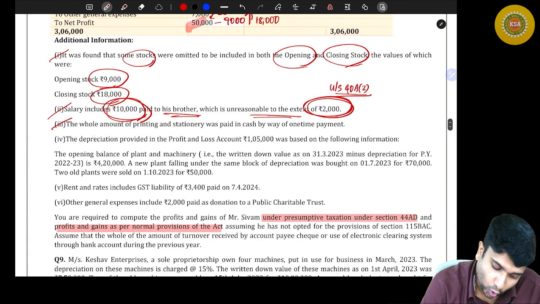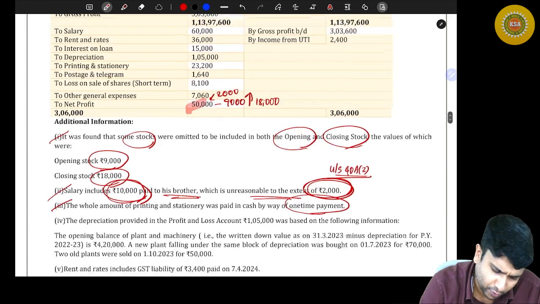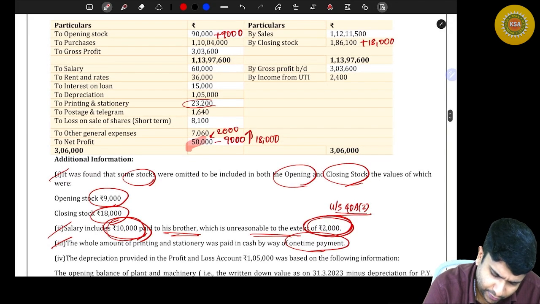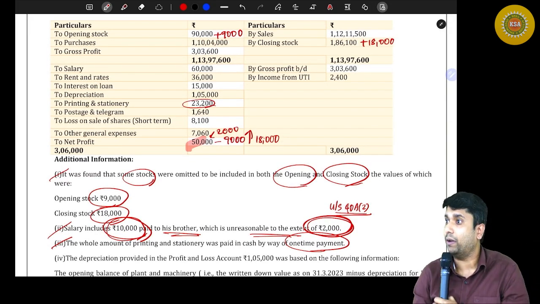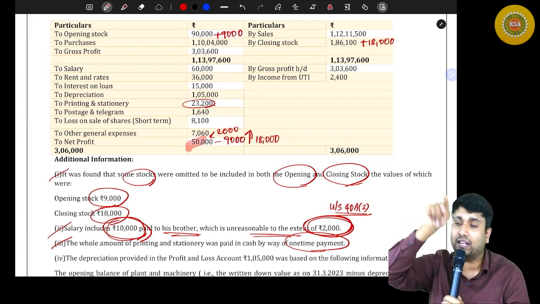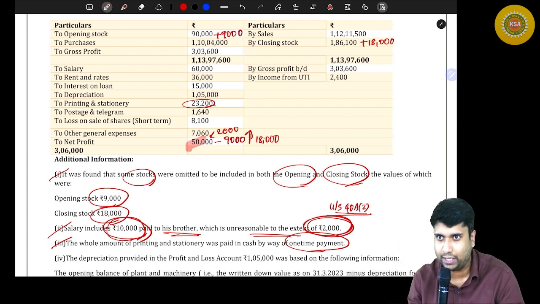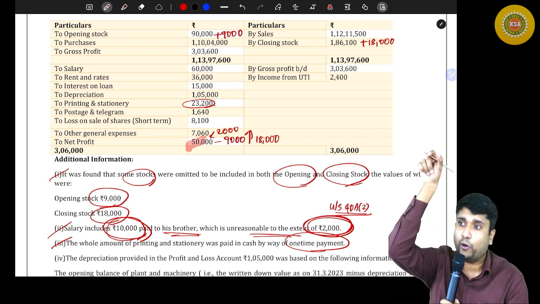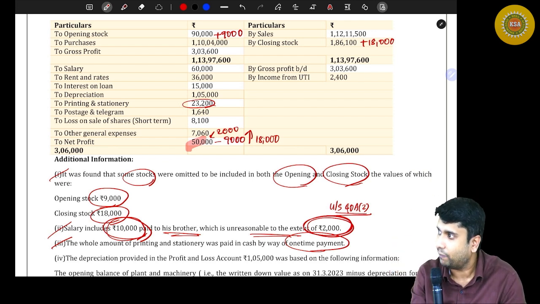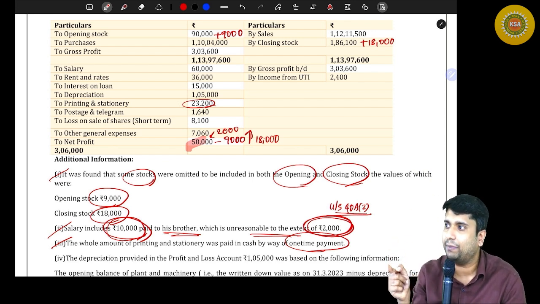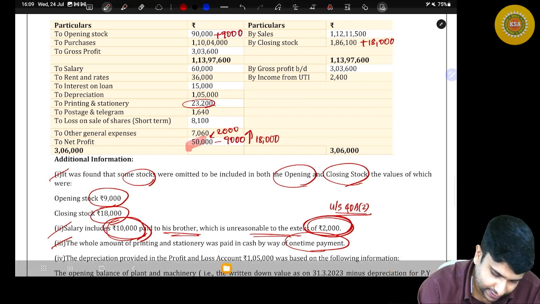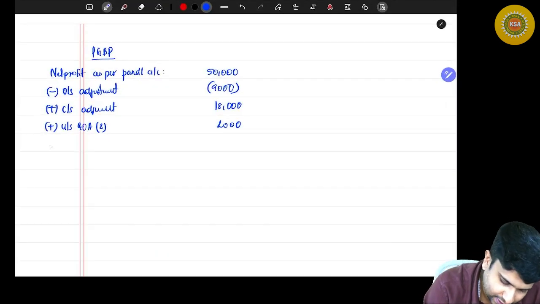The whole amount of printing and stationery was paid in cash in a one-time payment. Is that a problem? Printing and stationery 23,200 paid in cash. Is that a problem? Yes. Section 40A(3) will come into the picture. If you are making a payment over and above 10,000 in a single day to a person otherwise than by the prescribed method, then what will happen? You tell me. That entire payment that you've made shall be a disallowance. So 23,200 has to be disallowed under section 40A(3).